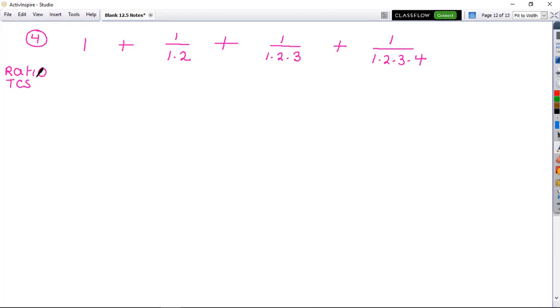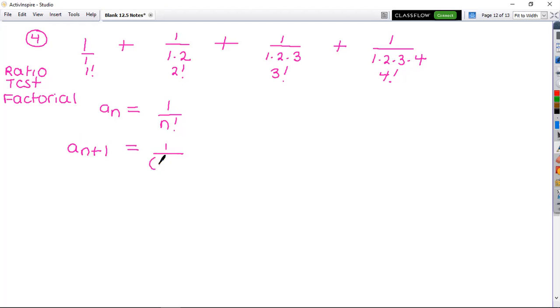Ratio test. We have the factorial again. All right, so I'm going to go over 1. So this is 1 factorial. This is 2 factorial. This is 3 factorial and 4 factorial. So I have a sub n is equal to 1 divided by, actually this one's easy, n factorial. That's all you're doing on the bottom. Now you're going to write a formula for a sub n plus 1, and then you're going to do your limit. So this is equal to 1 divided by n plus 1 factorial. And again, just another problem to practice simplifying those factorials.